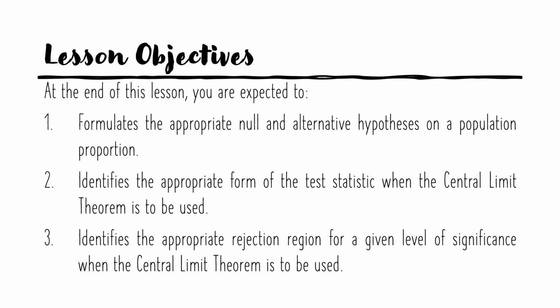Our lesson objectives. At the end of this lesson, you are expected to formulate the appropriate null and alternative hypothesis on a population proportion. Identify the appropriate form of the test statistic when the central limit theorem is to be used. Identify the appropriate rejection region for a given level of significance when the central limit theorem is to be used.